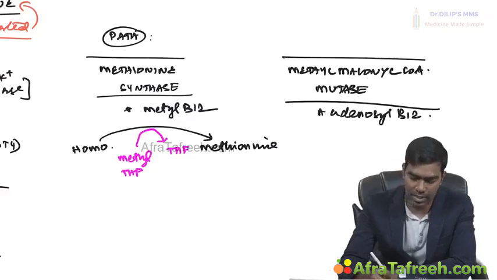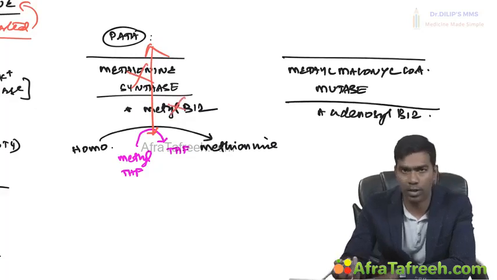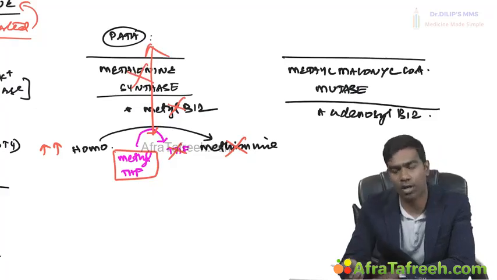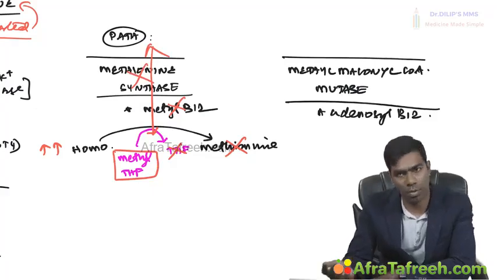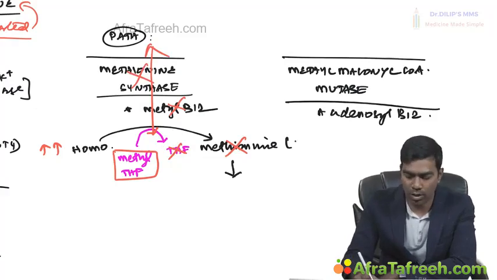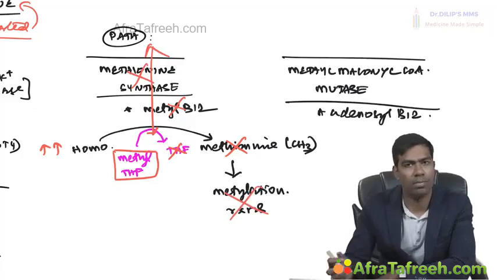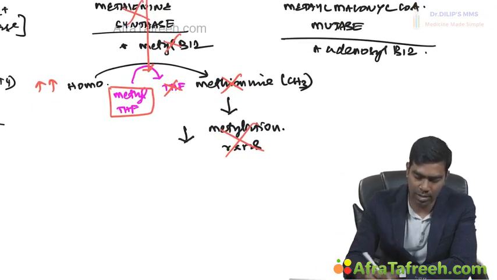If there is a block in this step, methionine synthase is not working because B12 is not there, which means methionine formation will not happen and THF will not form, so your homocysteine levels are going to increase. At the same time, methyl THF cannot transfer its methyl group to form methionine. Methionine generally carries the methyl group for methylation reactions, so methylation reactions are also not going to happen. Your methylation reactions decrease and your homocysteine levels increase.